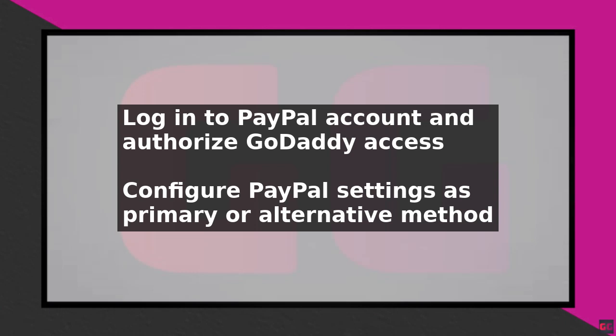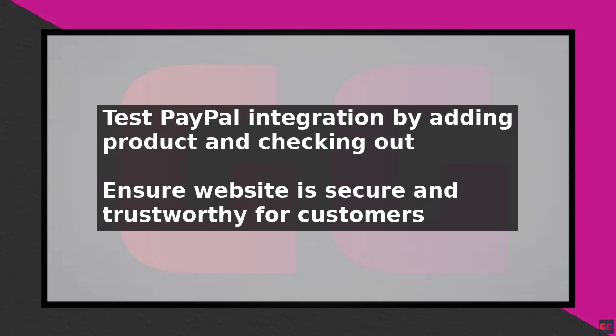methods. To test your PayPal integration, add a product to your online store and proceed to checkout. Select PayPal as your payment method and complete the transaction. This will ensure that your PayPal integration is working correctly and that you can receive payments from customers.